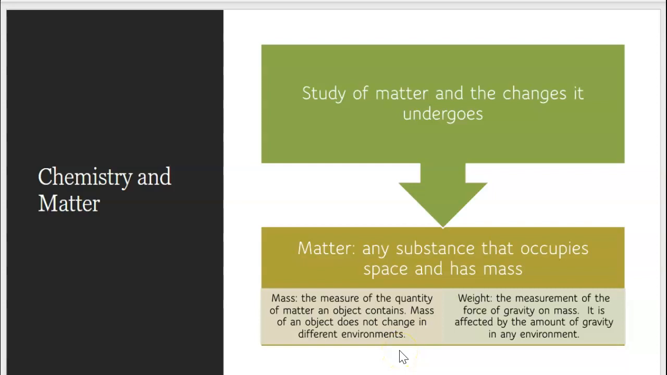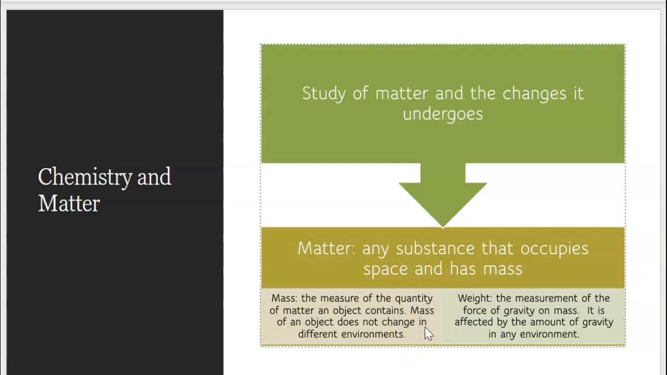So how much matter is in you? When we talk about weight, we're talking about the force of gravity on your mass, right? So let's say that I weigh 500 pounds. That's my weight. That's the combination of how much matter is making up my body. So my skin, my bones, my organs, all of that stuff is the matter. And then the force of gravity on that matter.